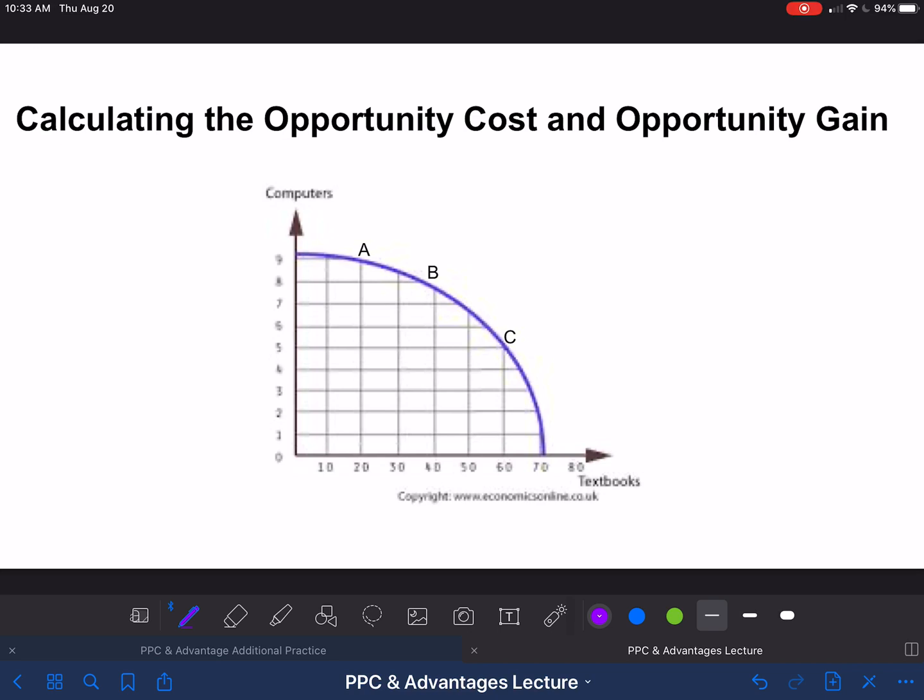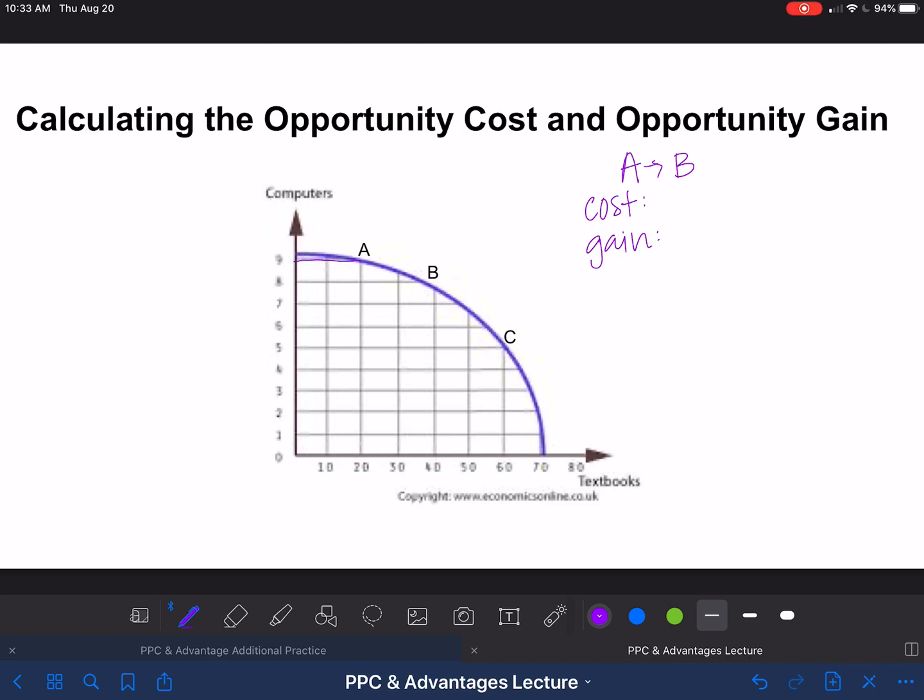So let's review calculating the opportunity cost and the opportunity gain off of the production possibilities curve. Remember, opportunity cost is what we lose from a decision, and opportunity gain is what we benefit from a decision. So this nation is producing computers and textbooks. Let's look at the opportunity cost and the opportunity gain of going from points A to B. We're going to identify the cost and the opportunity gain of that change in production.